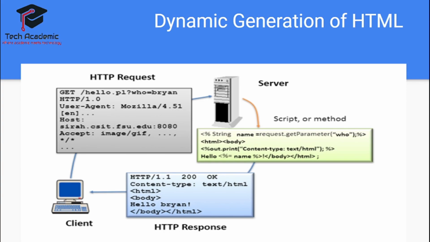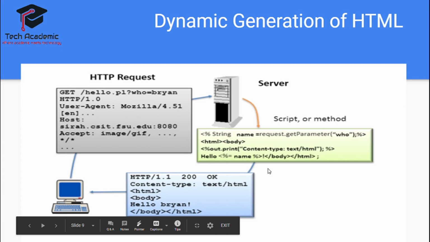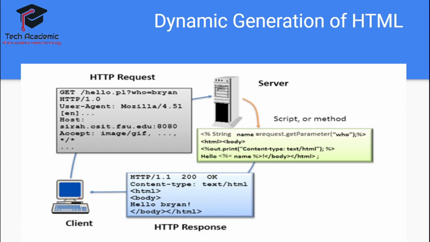Now we will look at how the dynamic generation of HTML takes place, means how client and server in case of a dynamic web page interact and communicate with each other. In the first step, the client or browser sends the HTTP request to the server, and the server calls an application program, or a script or a method, in response to the HTTP request. After the processing of the complete script or method, the application program will execute and produce an HTML output. The same HTML output is sent to the client in the form of an HTTP response. So this is the complete structure of dynamic generation of HTML.